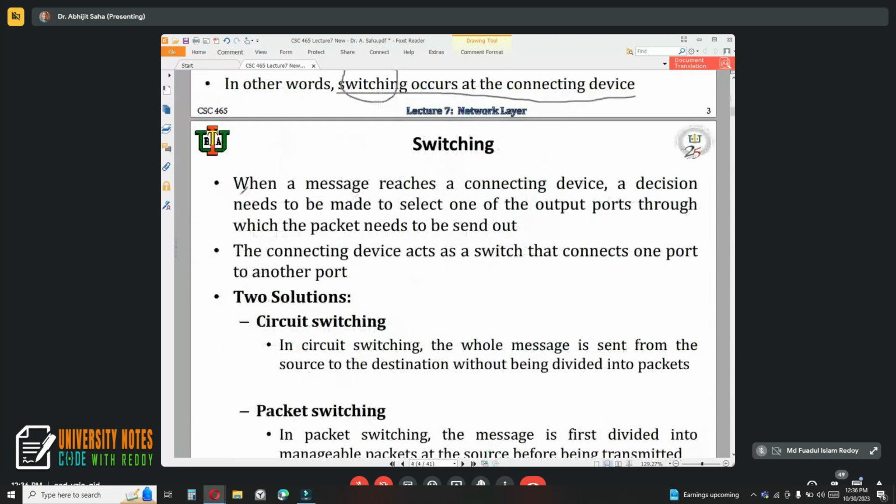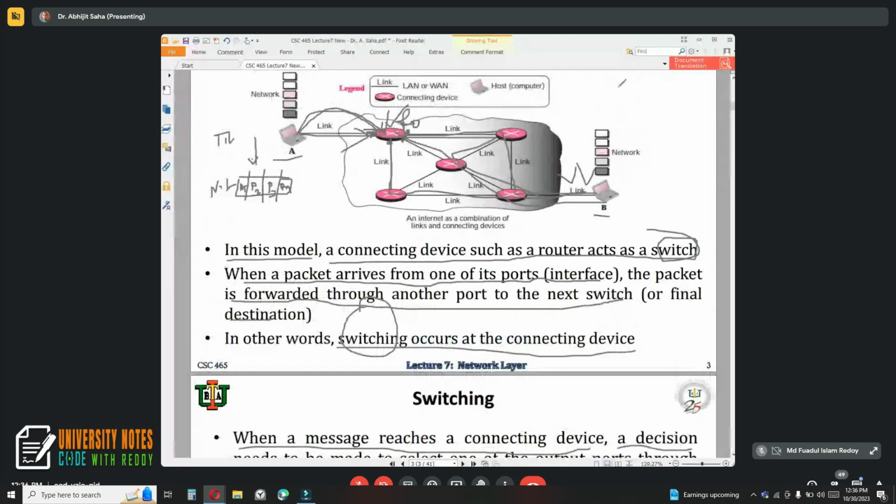It is also said here that when a message reaches the connecting device, a decision needs to be made to select one of the output ports through which the packet needs to be sent out. We already discussed it; we have done it in Cisco Packet Tracer. After receiving the packet, which has the source and destination IP address with data, the router takes the destination IP address, calculates the network address from it, and based on the network address sends the packet to the next router through the ports.